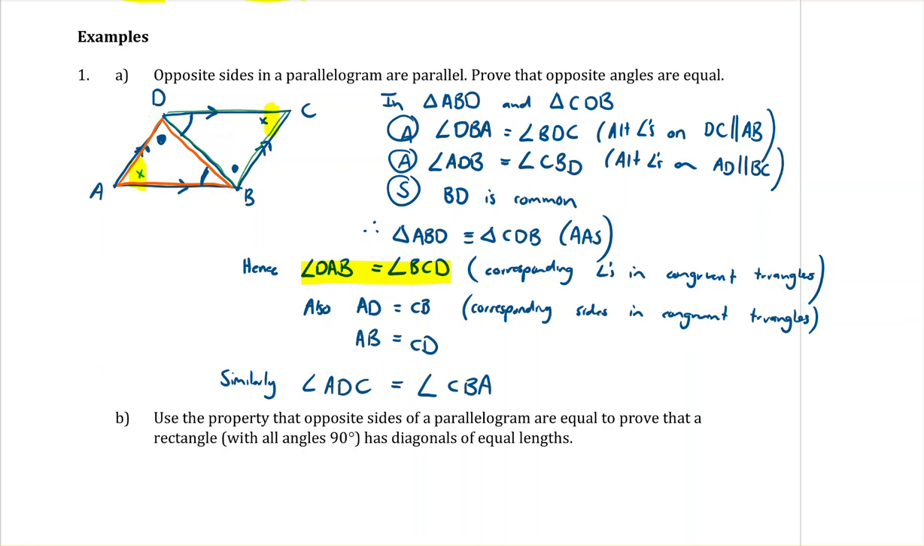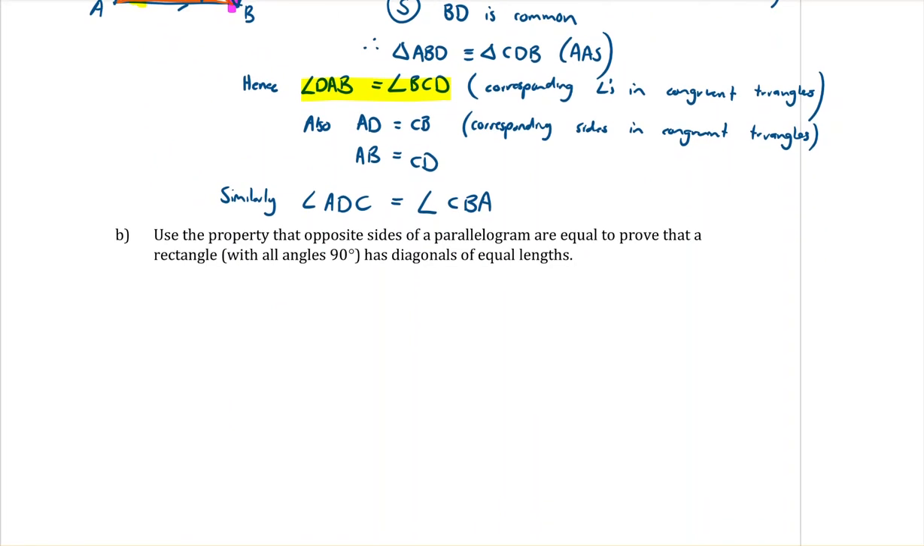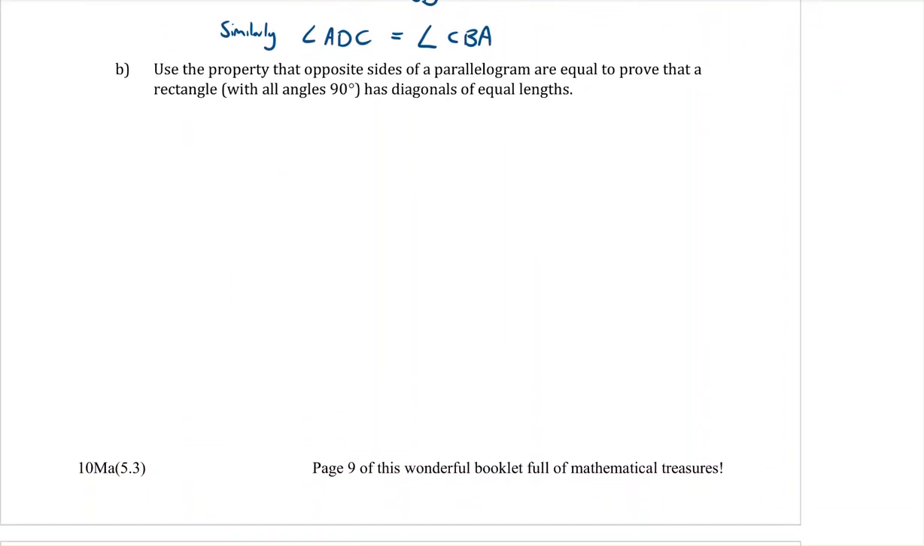Okay, to show that these opposite ones here would also be equal. Okay, so let's look at question B. Use the property that opposite sides of a parallelogram are equal to prove that a rectangle with all angles of 90 degrees has diagonals of equal lengths.